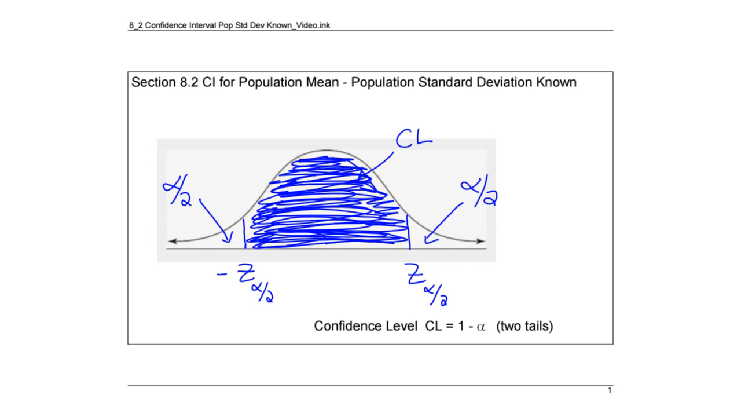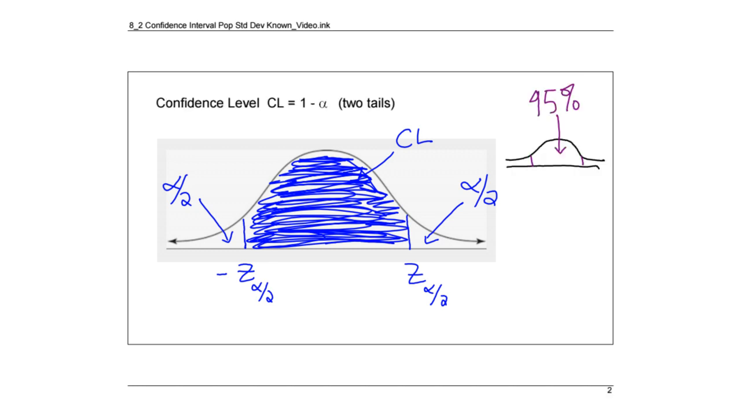8.2 is confidence intervals for population mean when we know the population standard deviation. So we've got some more vocabulary. We're going to look at confidence level, alpha, but we're going to do that on the next slide. Now with the confidence interval, we're going to have what we call a two-tailed test.